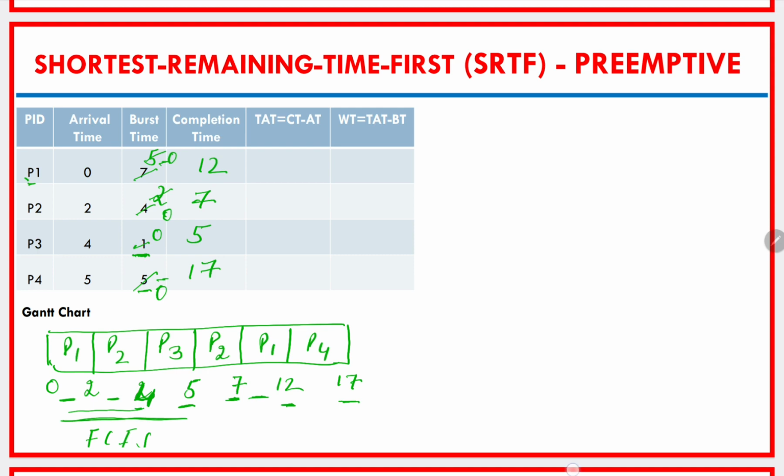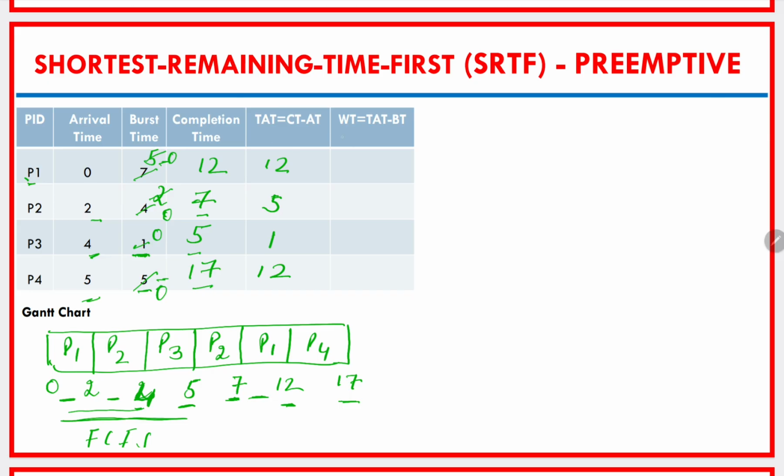So these are the completion times for the various processes. Now we are supposed to calculate the turnaround time, and for this we need the completion time as well as the arrival time. In the first case, 12 minus 0 is 12. For P2, it is 7 minus 2, that is 5. Then for P3, 5 minus 4, that is 1. And then 17 minus 5, that is 12. So these are the turnaround times of the processes that were part of the system.